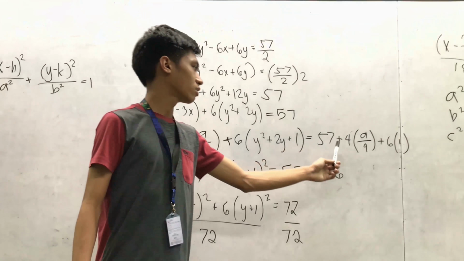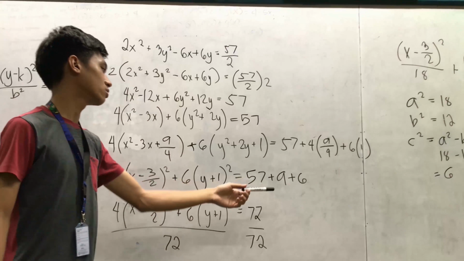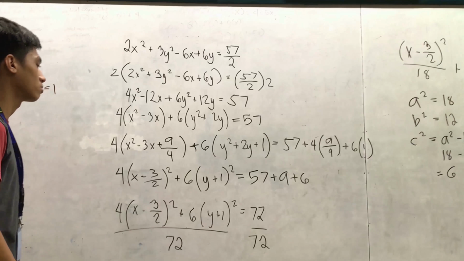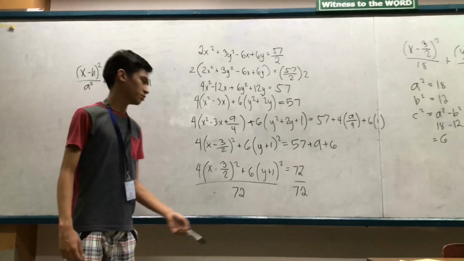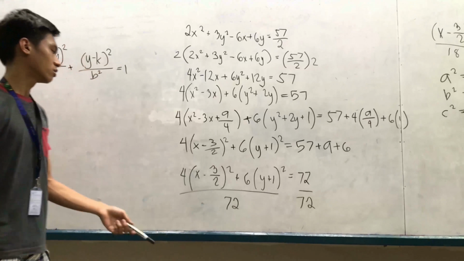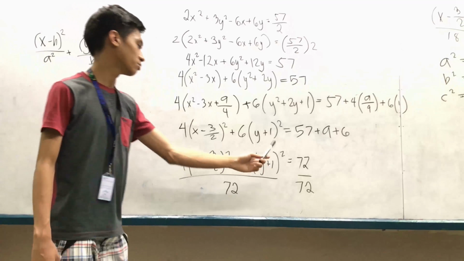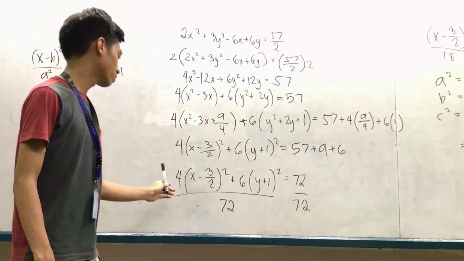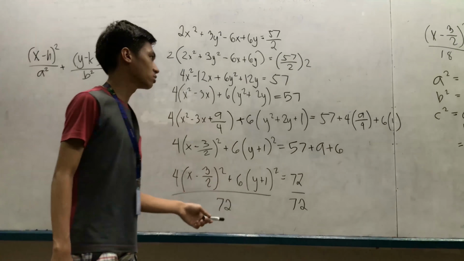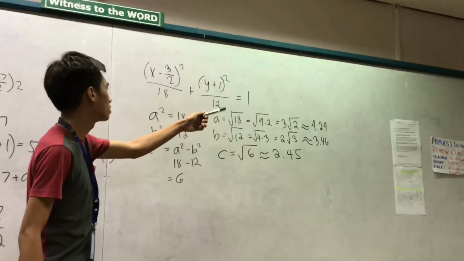Since we multiplied this to that, we got 9 and 6. So 57 plus 9 plus 6 is equal to 72. So the next step is to divide both sides by 72 since we need the right side to be equal to 1. So divide both sides by 72, bring down 4, and bring down 6. We get 18 and 12 and 1 on the right side.